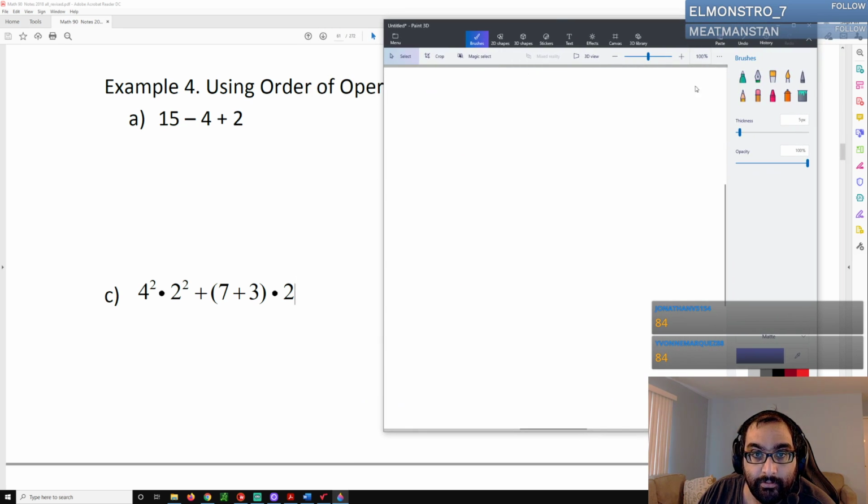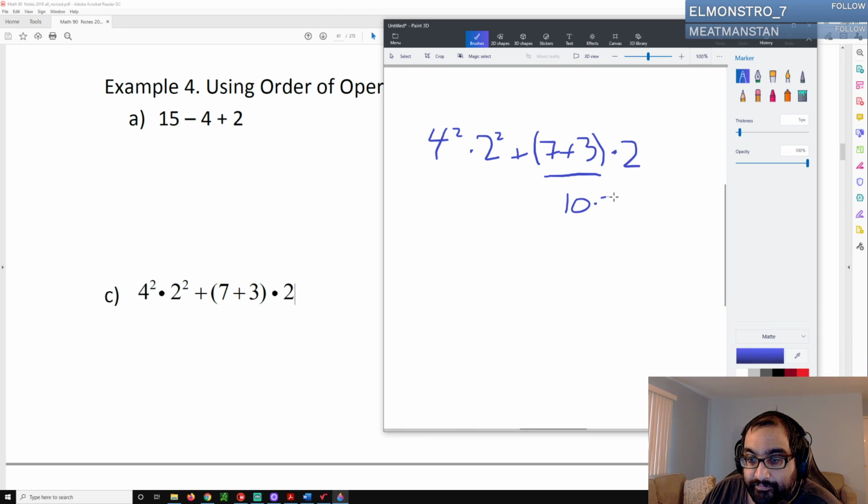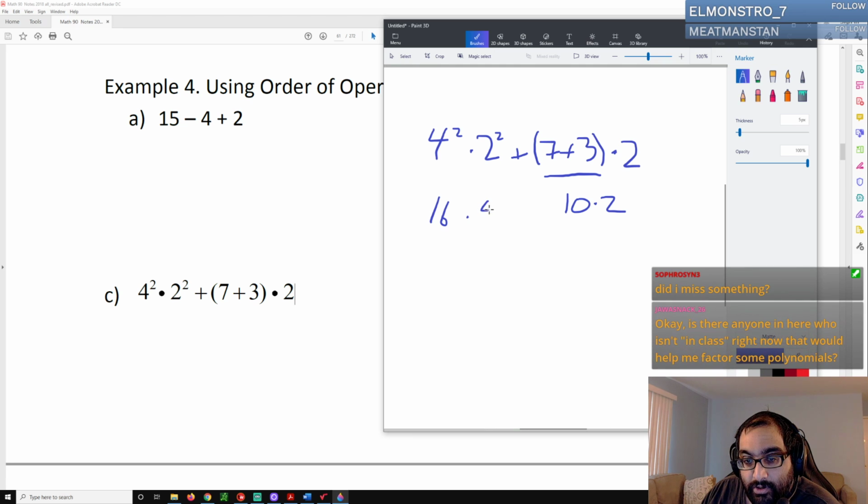So here we get 4 squared times 2 squared, then I'll go ahead and put the 7 plus the 3 here, and times 2. So we do the parentheses first. The 7 plus 3 has to come first. That's going to be 10. And after that, we have 4 squared, which is 16. And then we have 2 squared, which is 4.